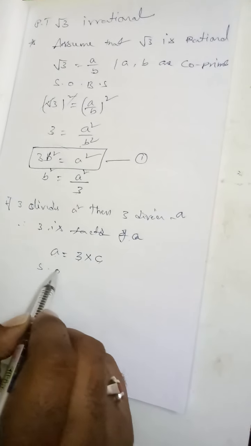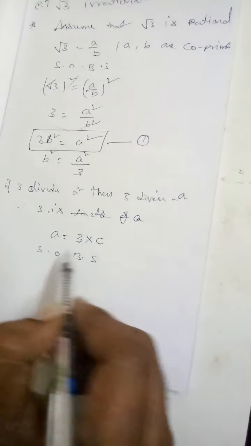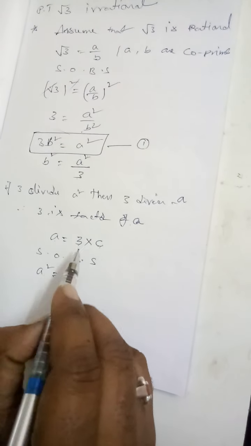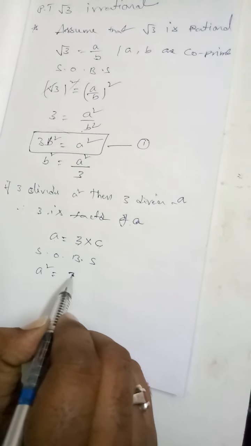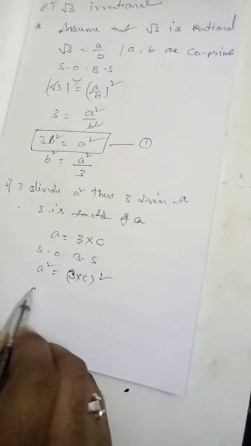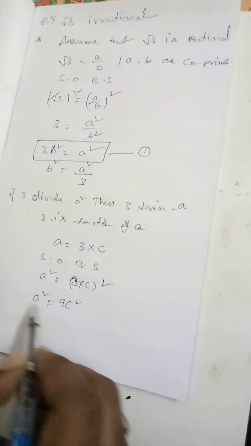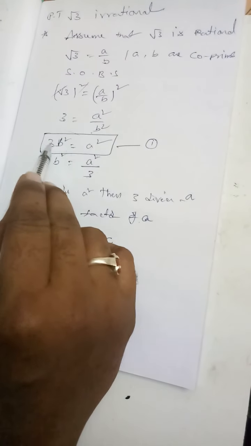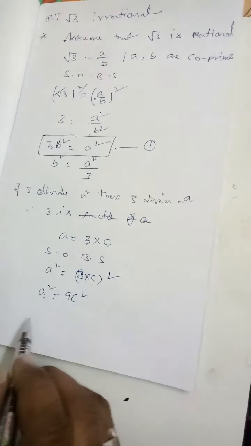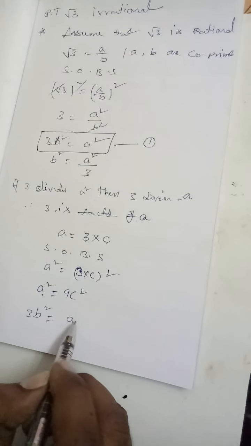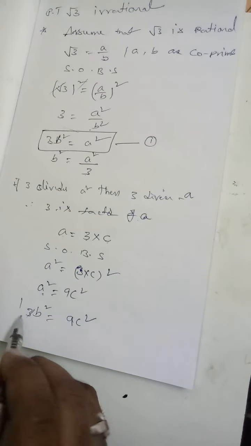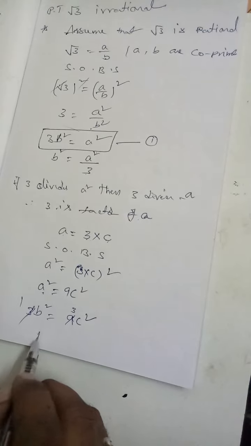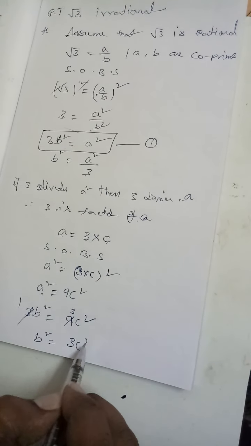Now you can do squaring on both sides. So a square is equal to 3 into c whole square. So a square is equal to 9c square. Already we know equation 1: a square is equal to 3b square. So in place of a square I am writing 3b square is equal to 9c square. 3 ones are 3, 3 threes are 9. So b square is equal to 3c square.